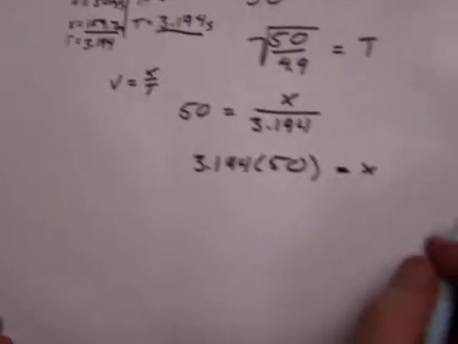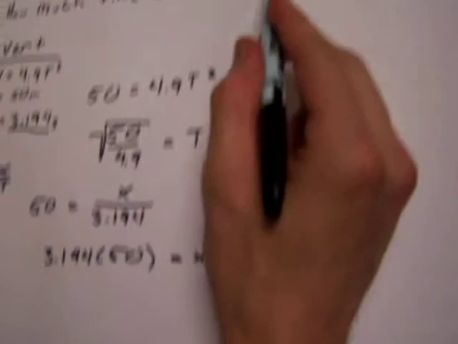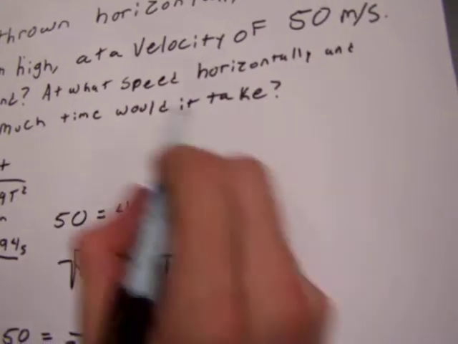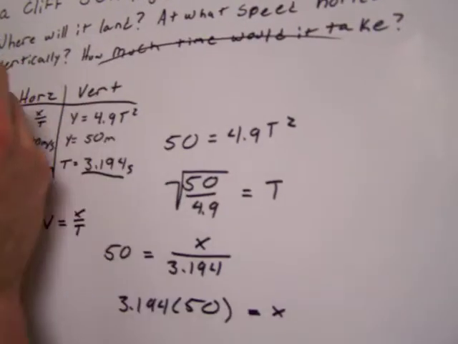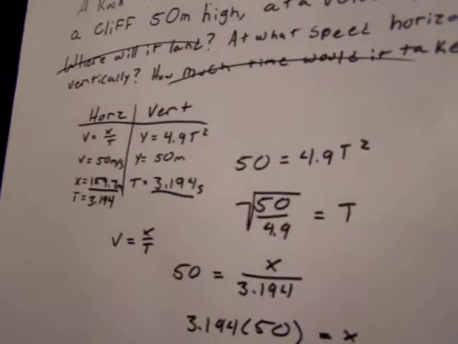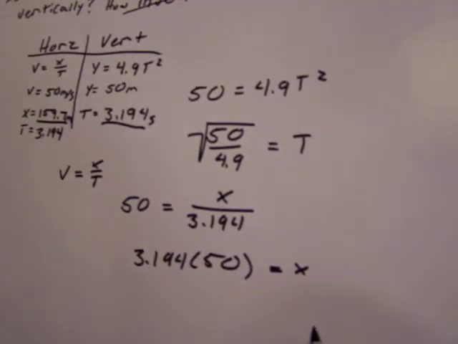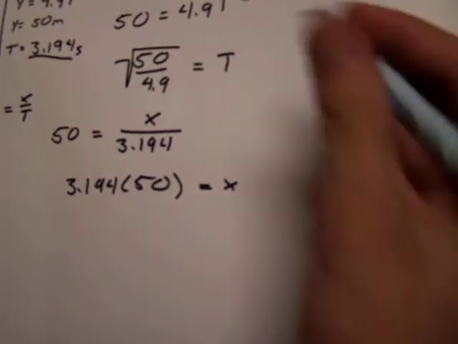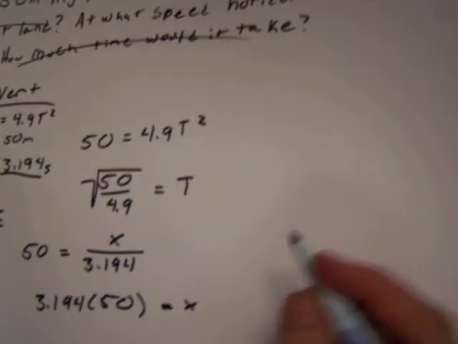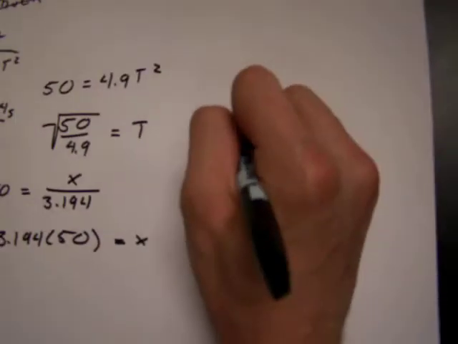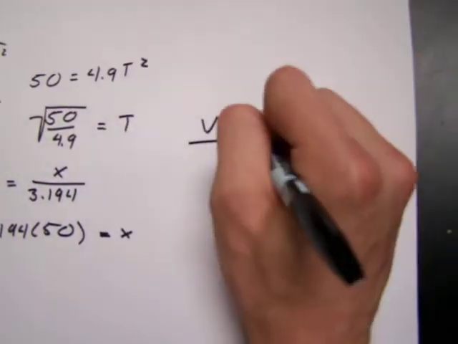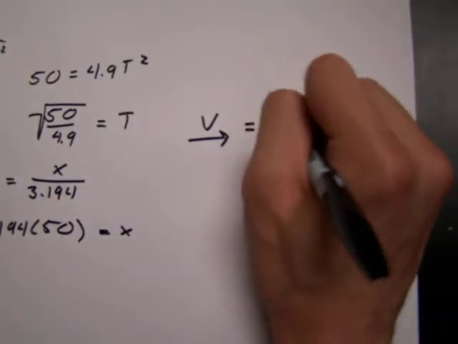Then we also need to solve for the speed horizontally and vertically. We already have the time, and we already have where it will land, how far away from the base of the cliff. So, logically, the horizontal speed is not affected at all. So, the velocity horizontal is 50 meters per second still.